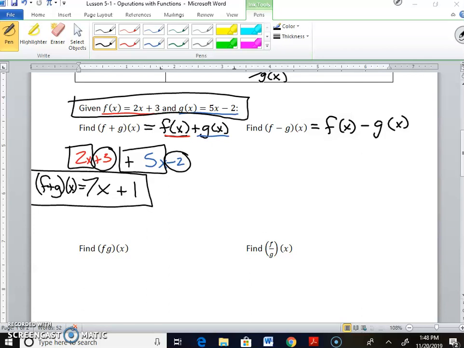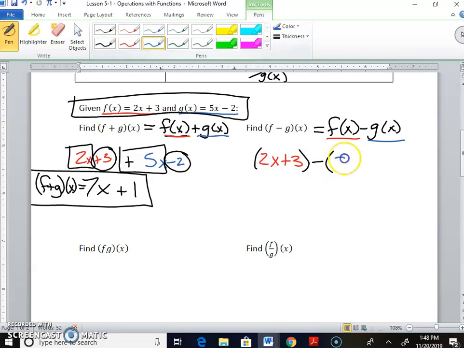Now, this one does have something that I worry a little bit about you with. Sorry, I had the wrong button pressed there. We've got f of x minus g of x. So I'm going to take my f of x minus my g of x, and it's going to look exactly like our previous problem: 2x plus 3 for my f of x. But instead of a plus sign in the middle, now I'm going to have a minus sign in the middle. And that minus sign is going to have one extra step here.